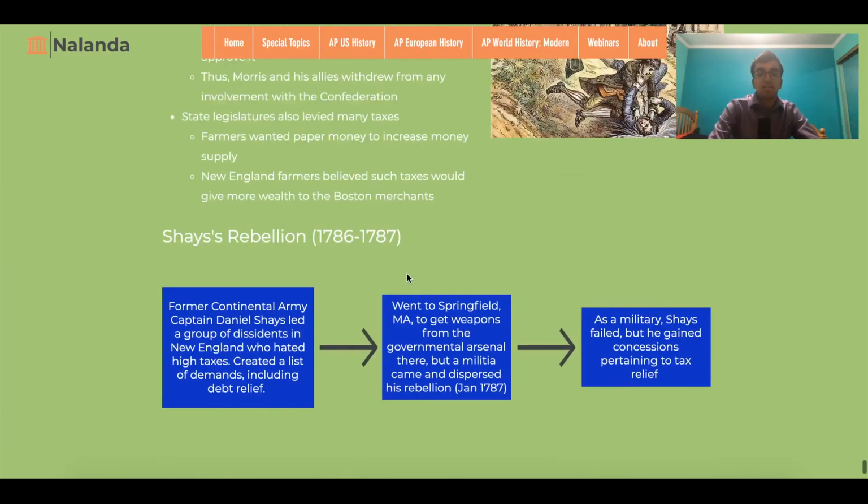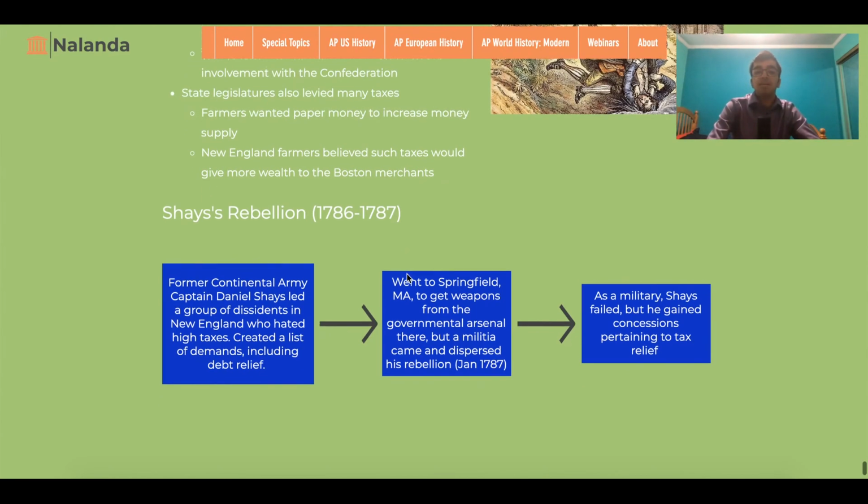So because of this, a New England man named Daniel Chase created a list of demands pertaining to tax relief, and he went to the Springfield Arsenal that the government built before the American Revolution. This is the same arsenal that I talked about earlier. However, a militia came before him and dispersed his followers, and this event is known as Shays' Rebellion.